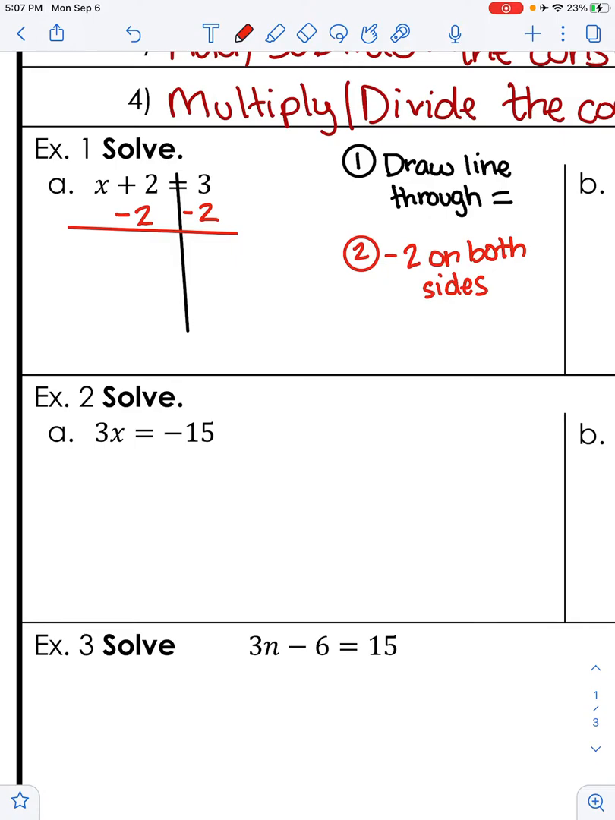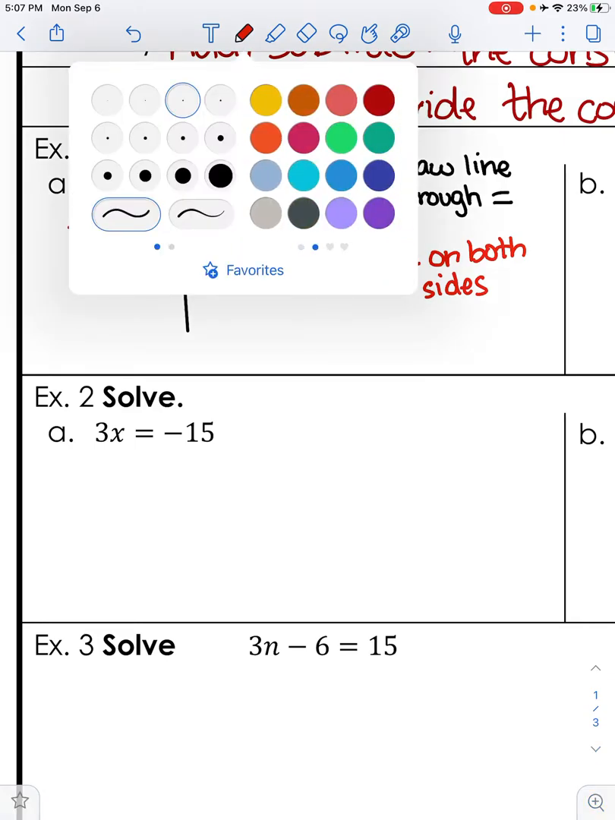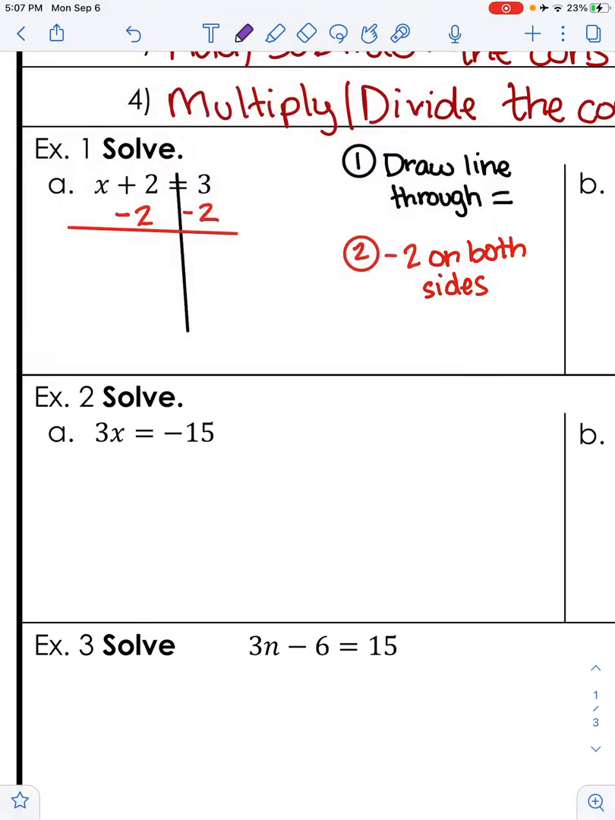So when we do that, we get 2 minus 2, which zeroes out, and I'm left with x, so I drop down my variable. And then I get 3 minus 2, and I get 1. So my answer would be x equals 1, and that would be our final step.